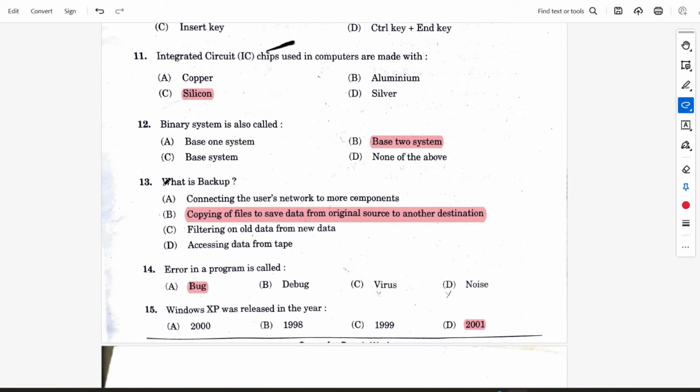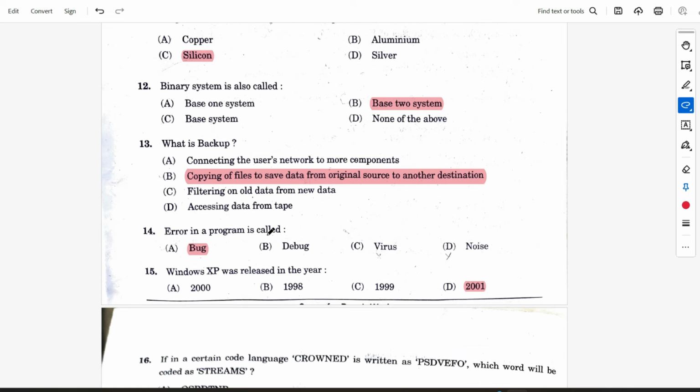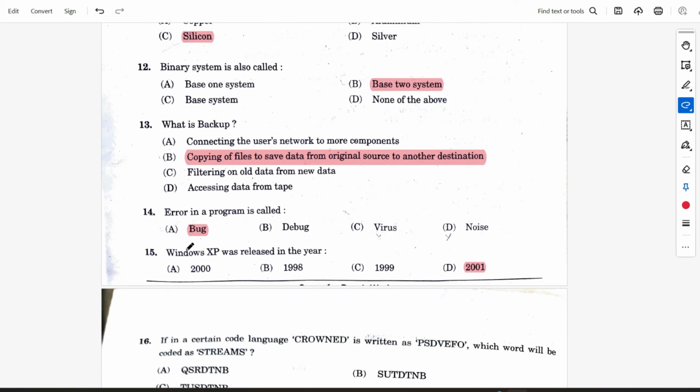For the 13th question, what is backup? B is the right answer: copying of files to save data from the original source to another destination. Error in a program is called a bug. Debug is solving the error, and virus and noise are something different. So bug is the right answer, option A.